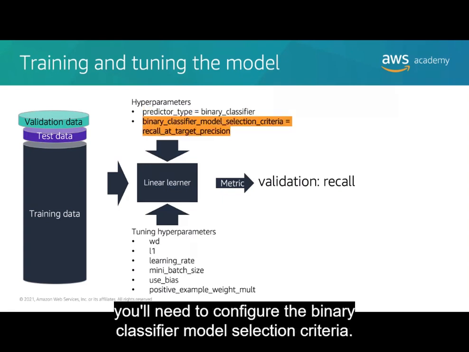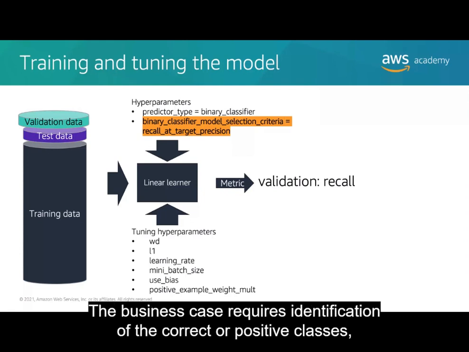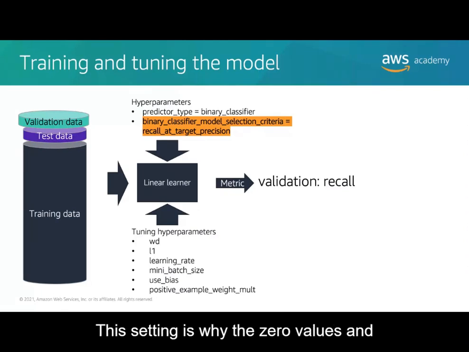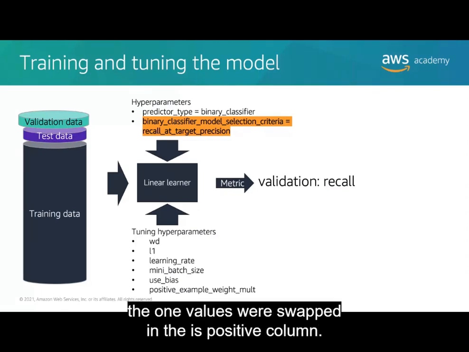Next, you'll need to configure the binary classifier model selection criteria. The business case requires identification of the correct or positive classes. So this setting is configured to recall at target precision. This setting is why the 0 values and the 1 values were swapped in the is positive column.